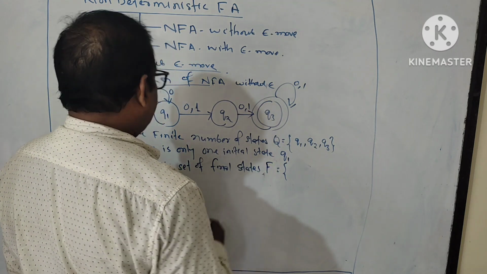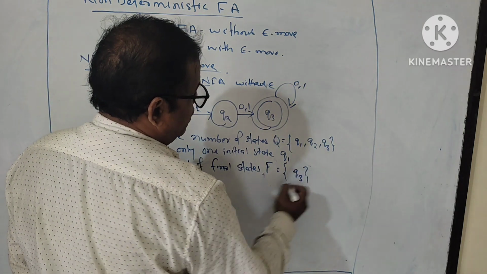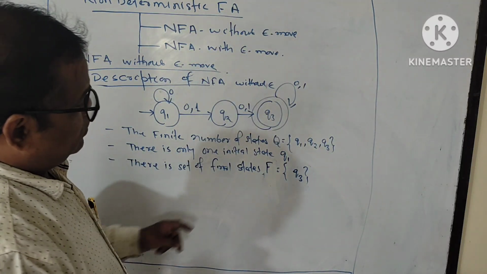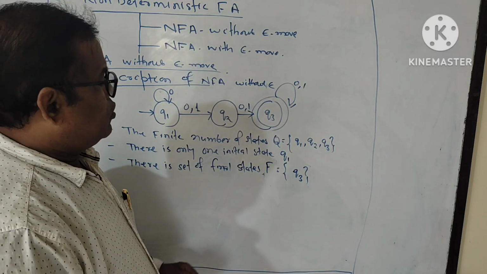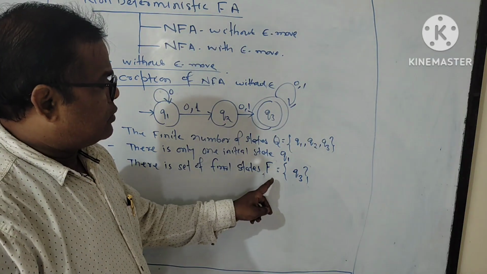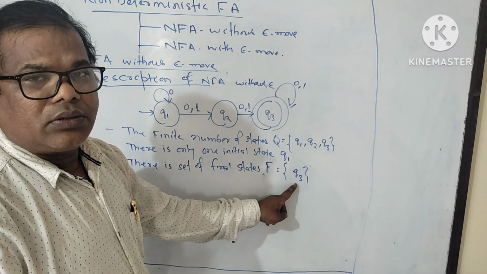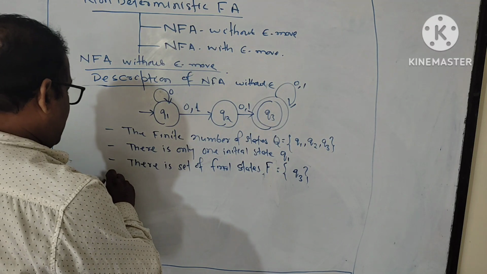What is there in the capital F set of final states? Absolutely Q3 goes here. Yes, we already know that a set can have a single element also. So these final states consist of only one final state. This also holds good with the property.